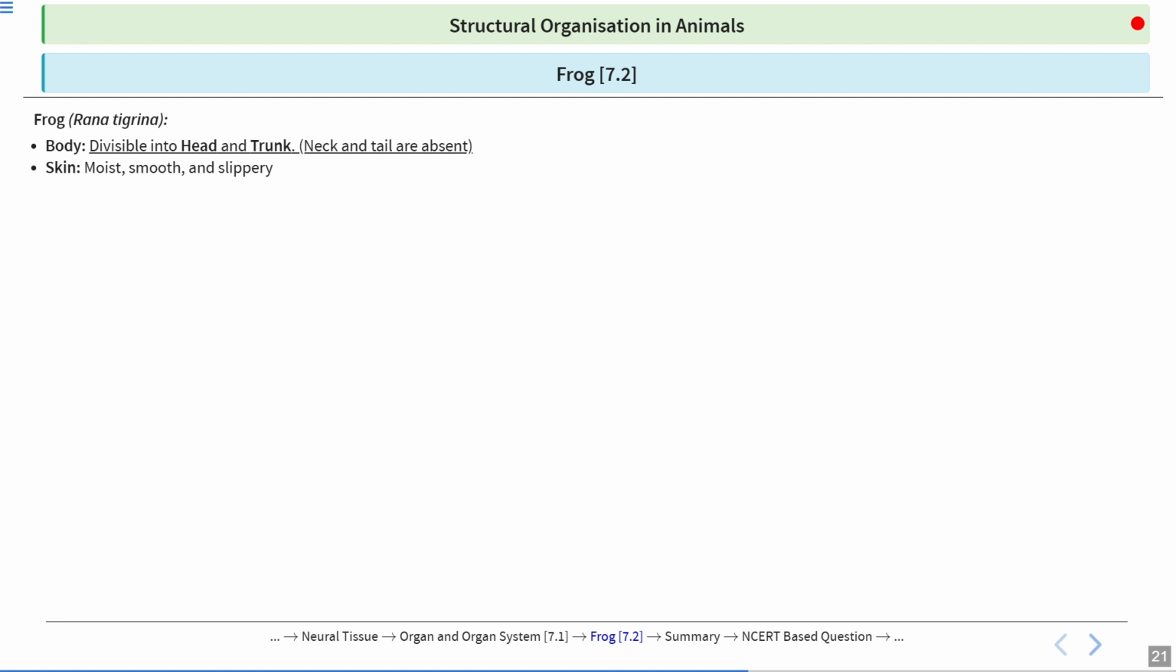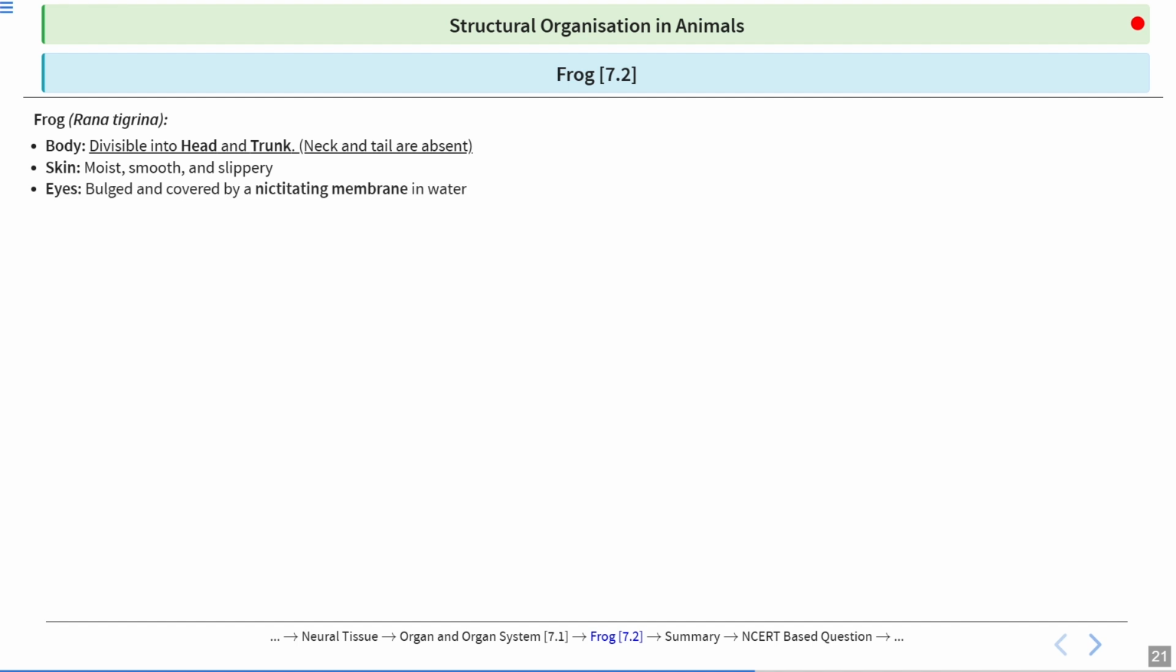Okay. Skin: moist, smooth, and slippery. They keep their body slippery so that they cannot be caught by other organisms, right? So that is why they keep their body very slippery.